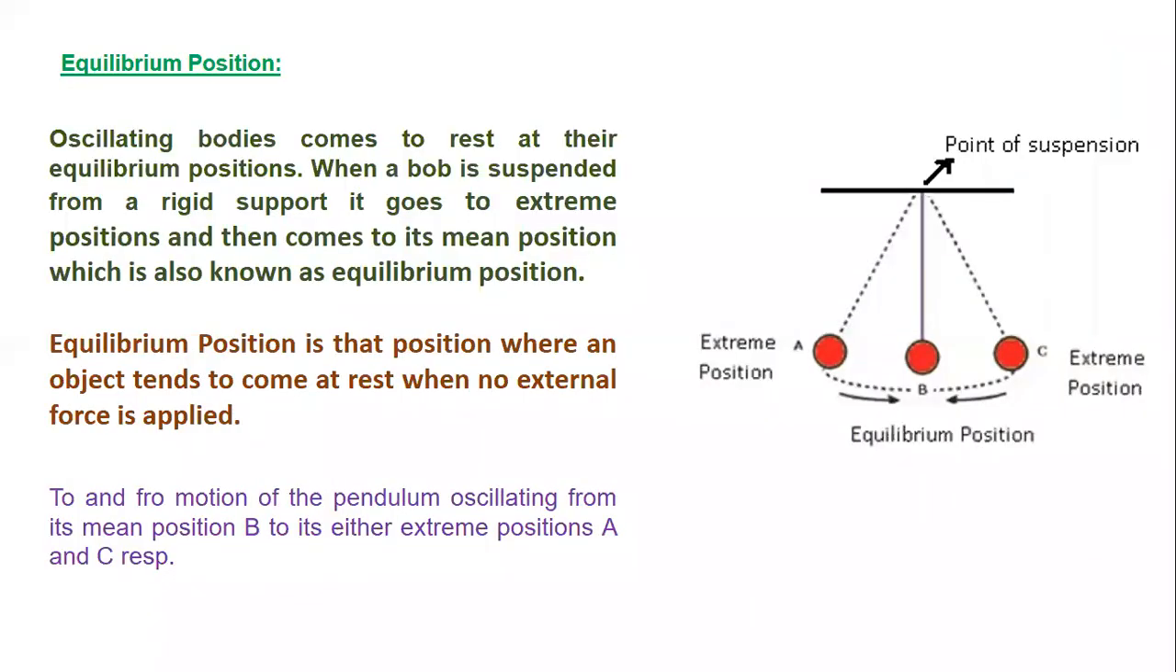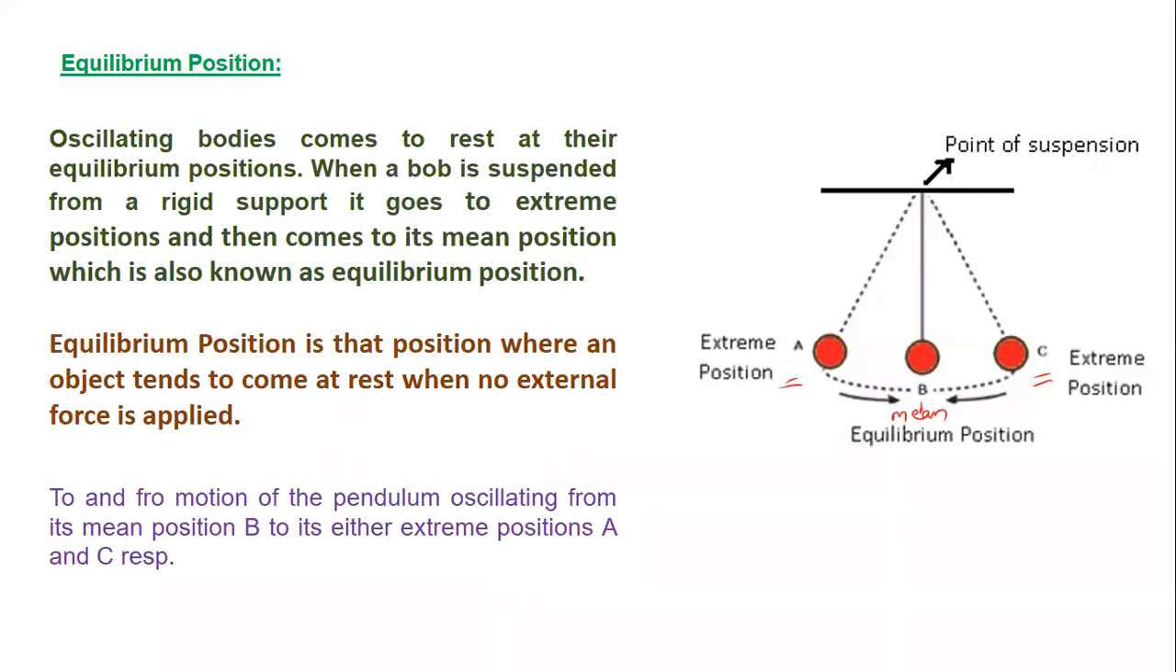Now the next article is equilibrium position. Now what is equilibrium position? That we have to learn here. If you see the diagram very carefully, the position of this bob at point B is the equilibrium position. It is also called the mean position. These A and C are the extreme positions of the bob of the simple pendulum.